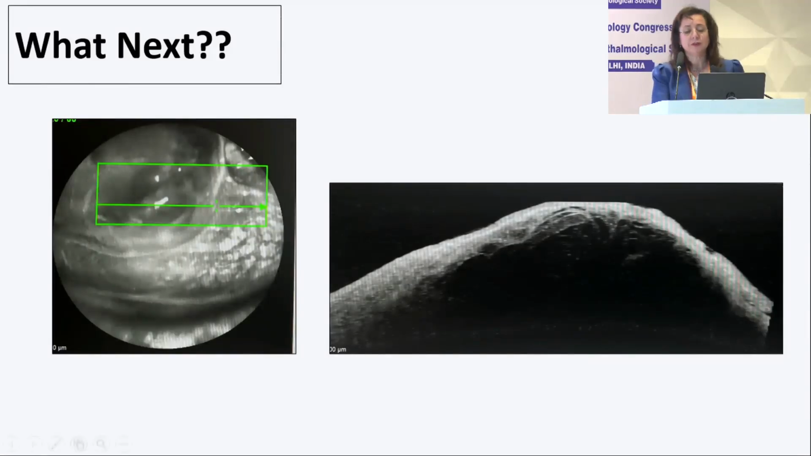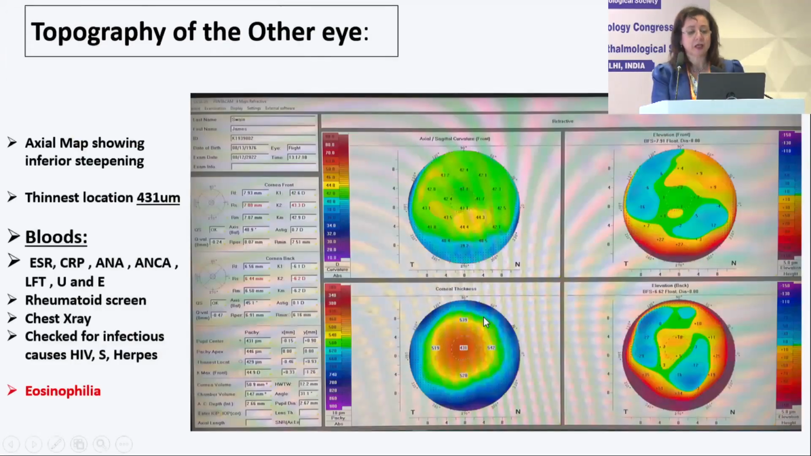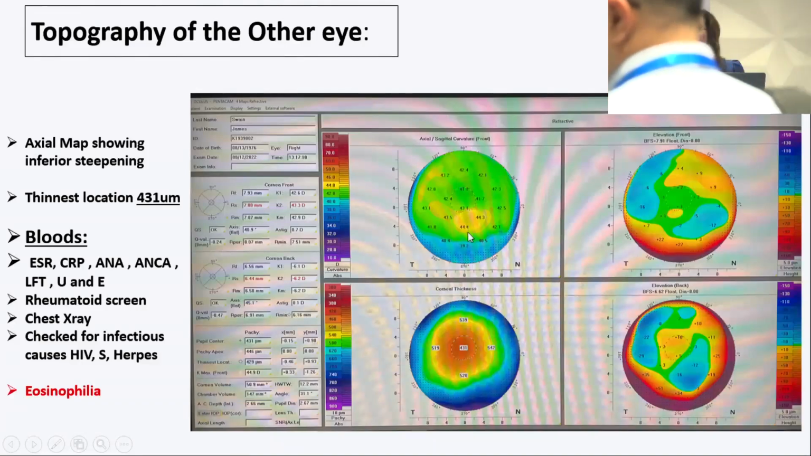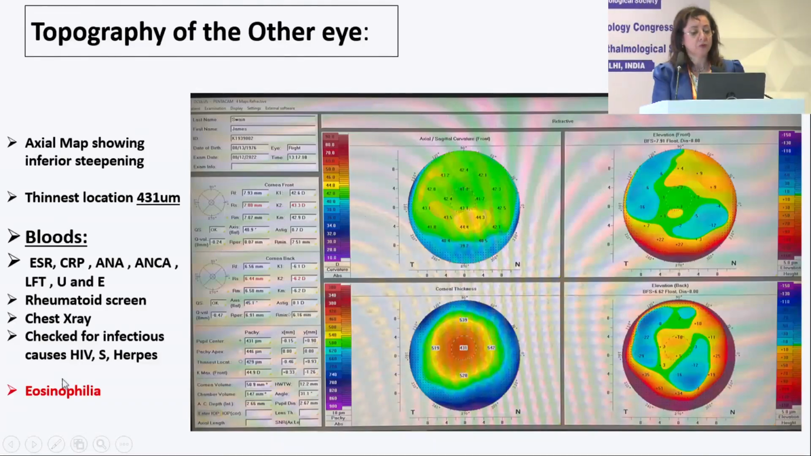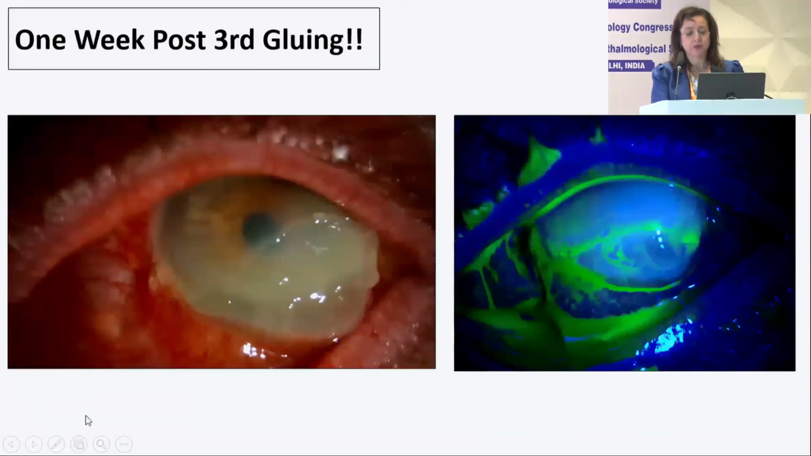But we did the OCT and we could see that there was a lot of corneal edema. It's not just thinning. And then we did a topography on the other side, and it was undiagnosed keratoconus. All the bloods were negative except for eosinophilia. Then eventually the patient got worse and worse, with extensive inflammation up to almost detachment of the limbus.